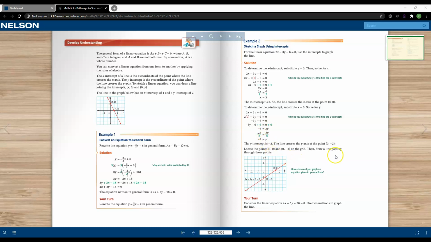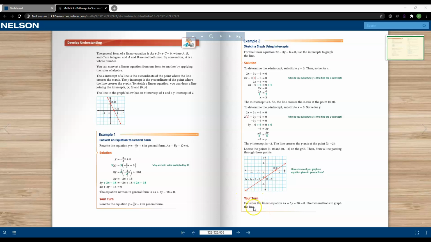Now we got our 2 points. Why do we do this? Because with our 2 points, we can plot them on our graph, connect the line, and you'll get your slope. The y-intercept is negative 2. The line crosses the y-axis at the point (0, -2). So we plot this point here. When x is 0, y is negative 2. Make a little dot. And the x-intercept, when y is 0, x is 3. So 1, 2, 3. You get this point, (3, 0). Then you connect the points. Just use a ruler, and that's it.